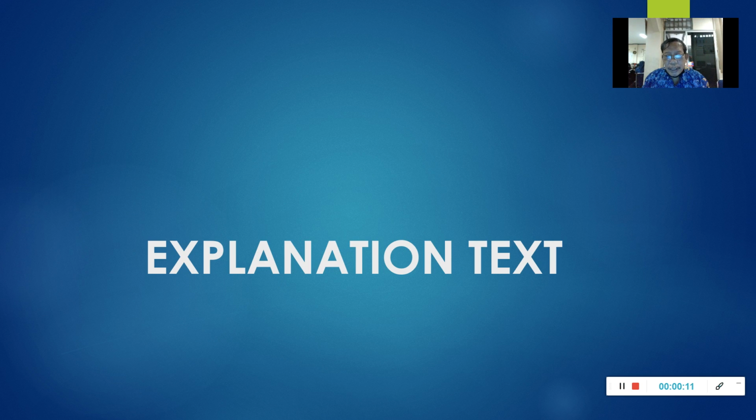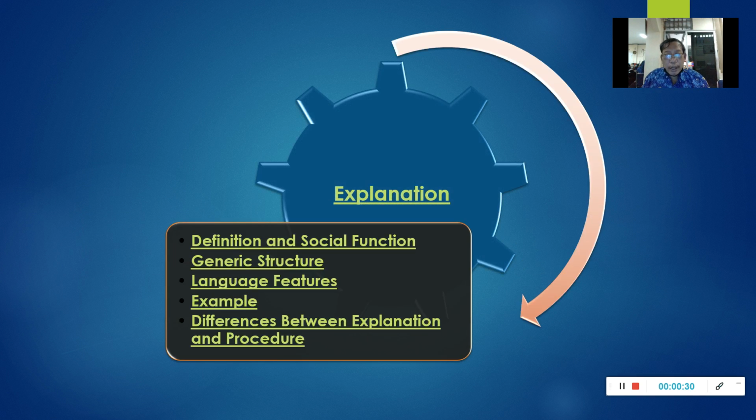This occasion we meet again, discussing the topic of English lesson for 12th grade. The topic is about explanation text. Okay, let's go to the next slide. Well, explanation text is one type of genre or text type.